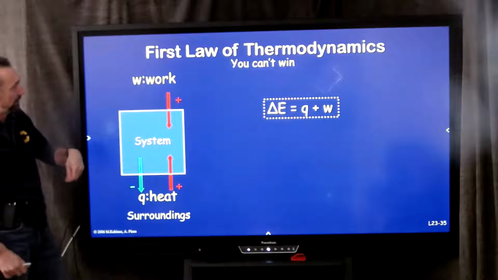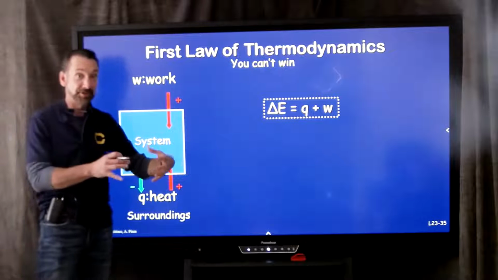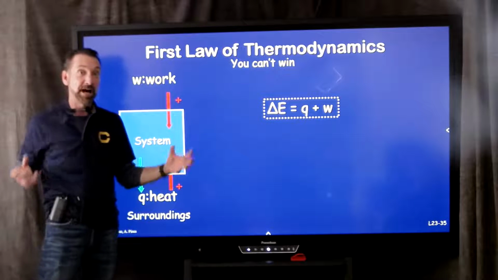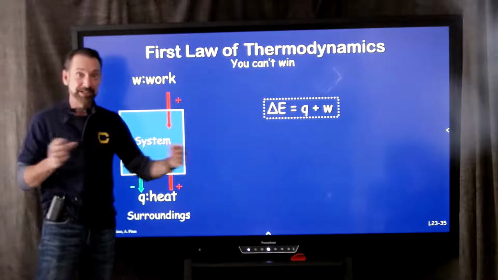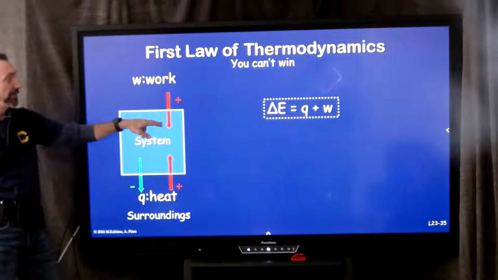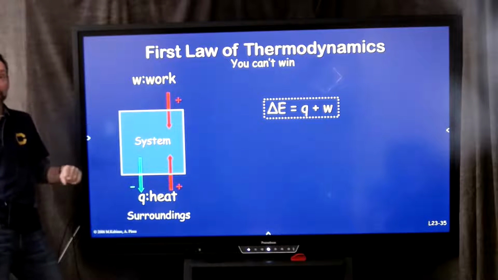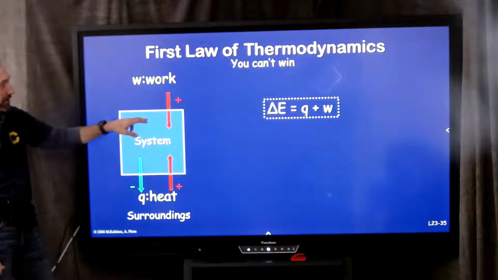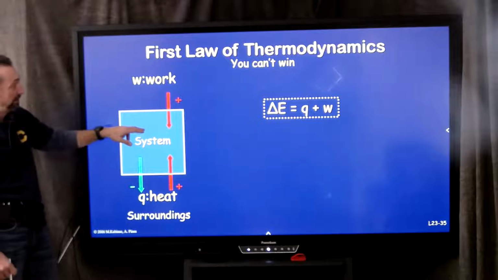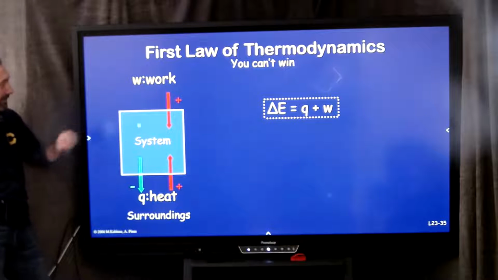So there's work entering the system. I'm doing work on the system. I could be lifting it. I could be squeezing it. I'm putting some energy in the form of work. If I put energy in the form of work, that raises the energy of the system. That's why I have a plus sign there. Work done on the system is positive. It tends to raise the energy of the system. It makes delta E positive.